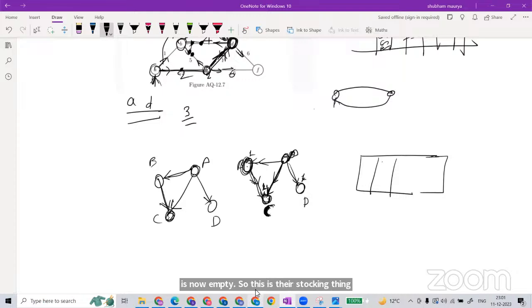So visiting is here, the number of in-degrees is what happens, and exploration is once. Exploring is once, but visiting is the number of in-degrees.